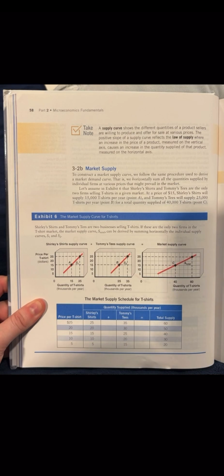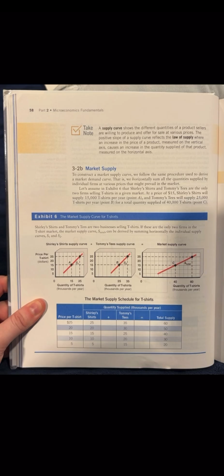Take note. A supply curve shows the different quantities of a product sellers are willing to produce and offer for sale at various prices. The positive slope of a supply curve reflects the law of supply, where an increase in the price of a product, measured on the vertical axis, causes an increase in the quantity supplied of the product, measured on the horizontal axis.